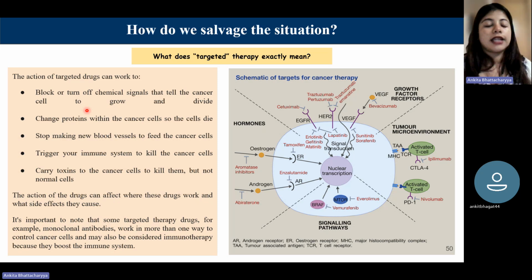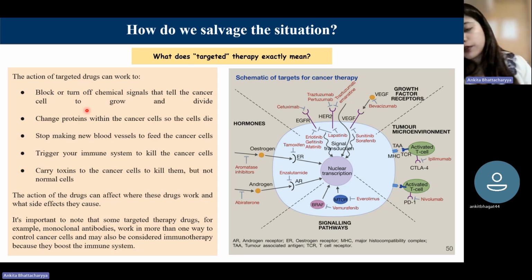which means they are angiogenesis inhibitors, and fourth, you can carry toxins to the cancer cells to kill them, but not normal cells. So with targeted drugs, you may ask how exactly can you ensure that? If we could, then that would just solve the job. Well, there are strategies to do that.